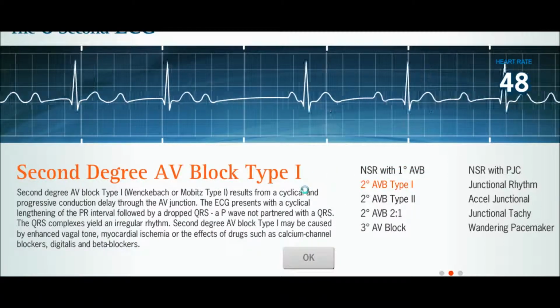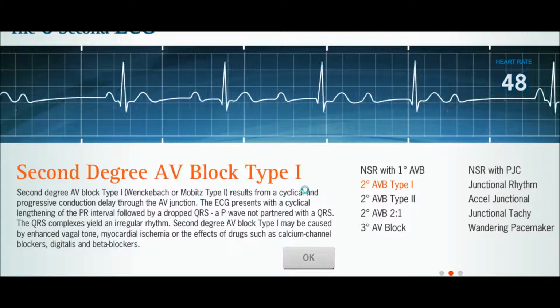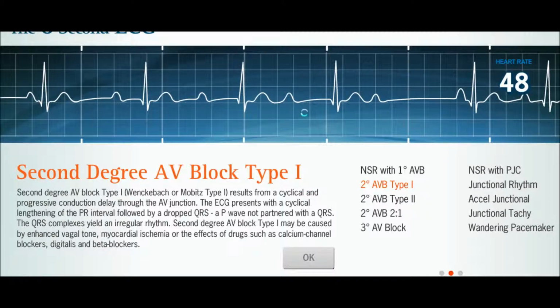I'll let it play for a little bit. So what do you notice? Are the QRS waves and P waves equal? Are they equally spaced? Are they normal? Do they have any irregularities? Is there a P wave in front of every QRS wave?